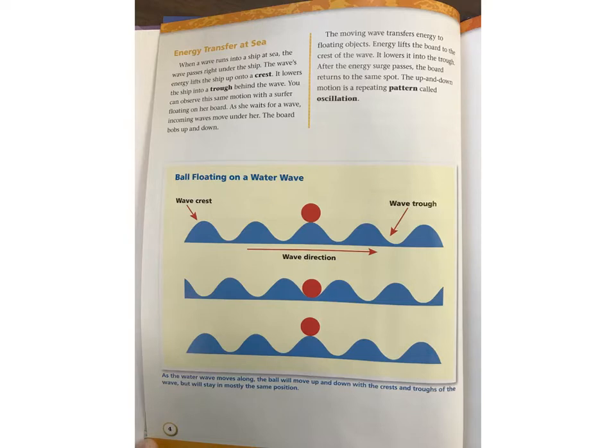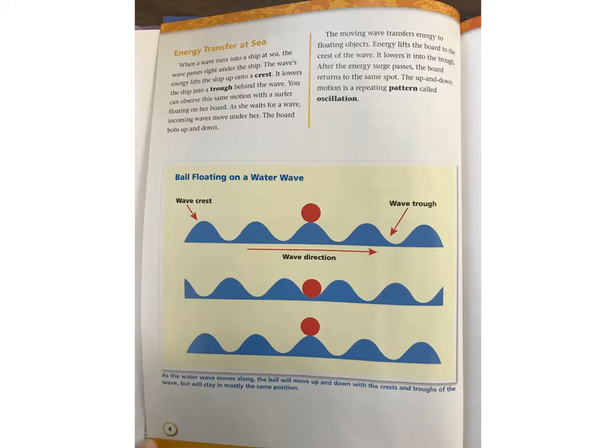The moving wave transfers energy to floating objects. Energy lifts the board to the crest of the wave. It lowers it into the trough. After the energy surge passes, the board returns to the same spot. The up and down motion is a repeating pattern called oscillation.